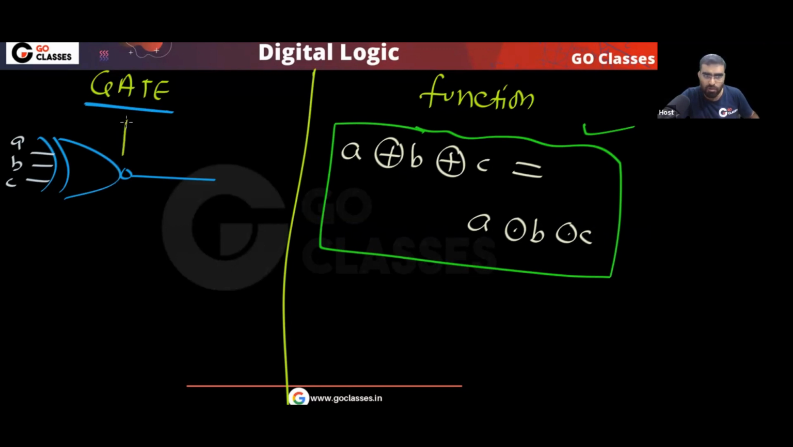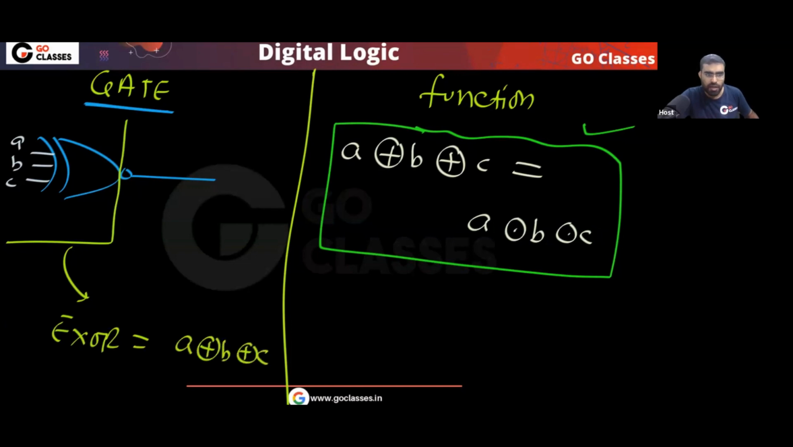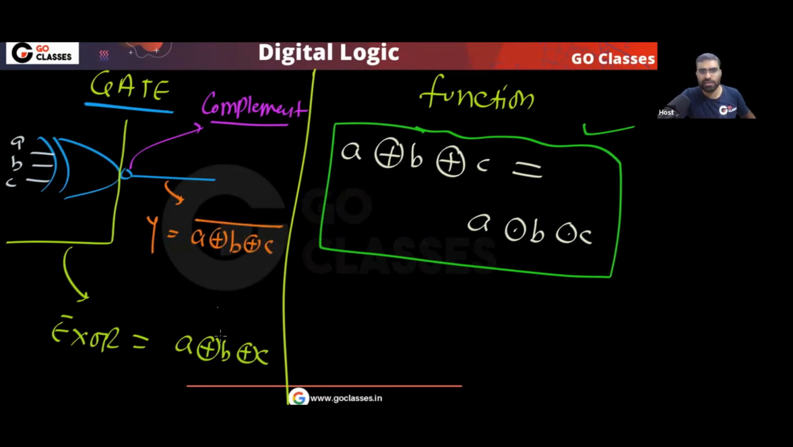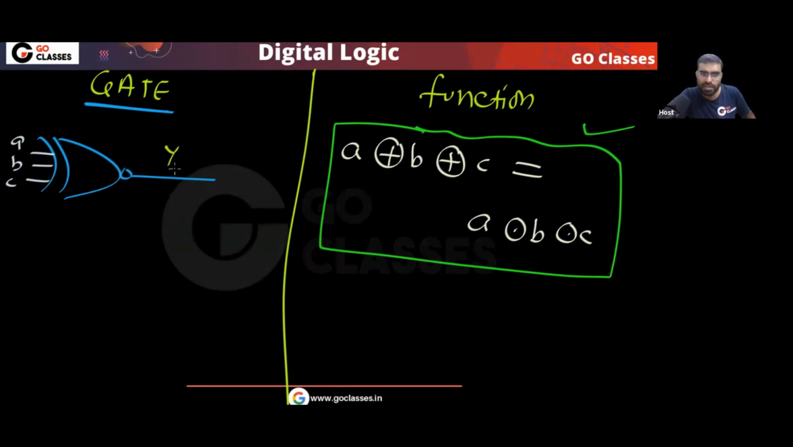Here you have XOR, correct? XOR means A XOR B XOR C, and then you have this complement. So finally your equation will be XOR and then complement. This is what I'm saying, that this Y is always defined as complement of XOR. Is this clear?